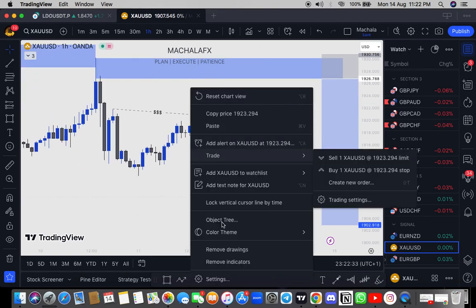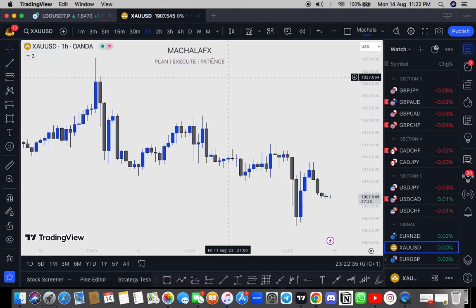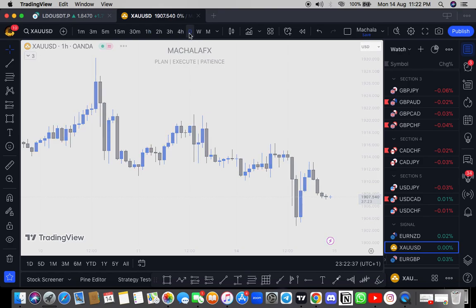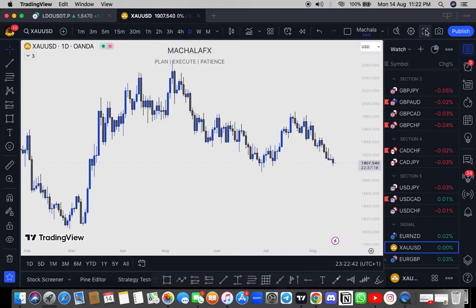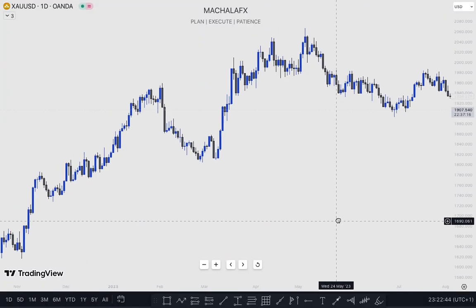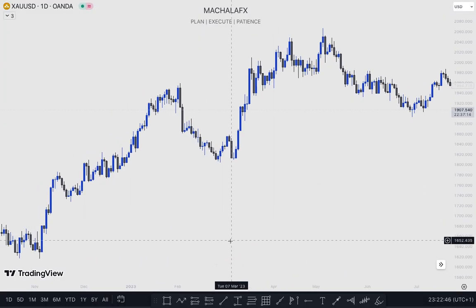Let me delete all this. These are the trades I want to take. Let me go to the daily time frame and show you how it rejects on the trend line. Let's say you are a trend line trader.